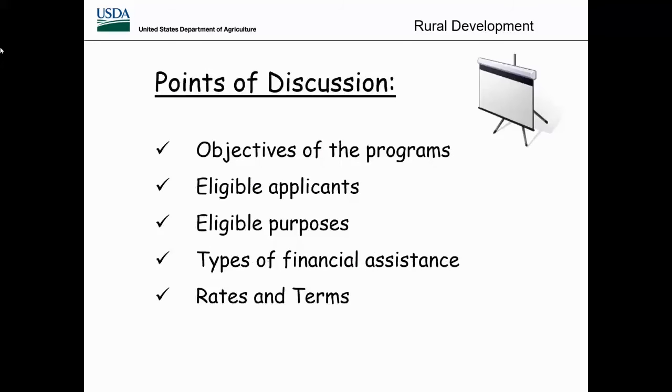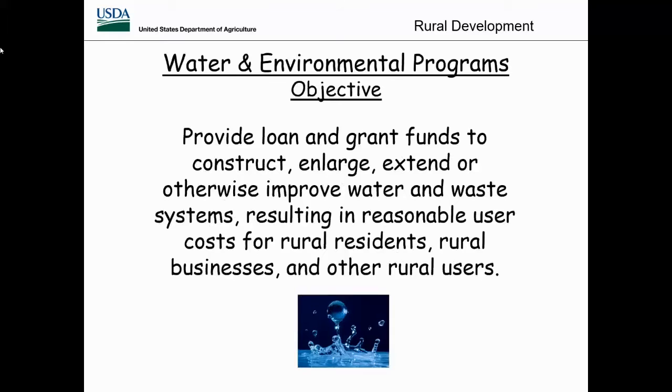I'm going to mention the programs, the overall objectives of the programs, who an eligible applicant is, what the eligible purposes of our programs are, and then the type of financial assistance available and our current rates and terms. I want to start off talking about the water and environmental programs. As I mentioned before, that's primarily water systems and sewer systems across the state.